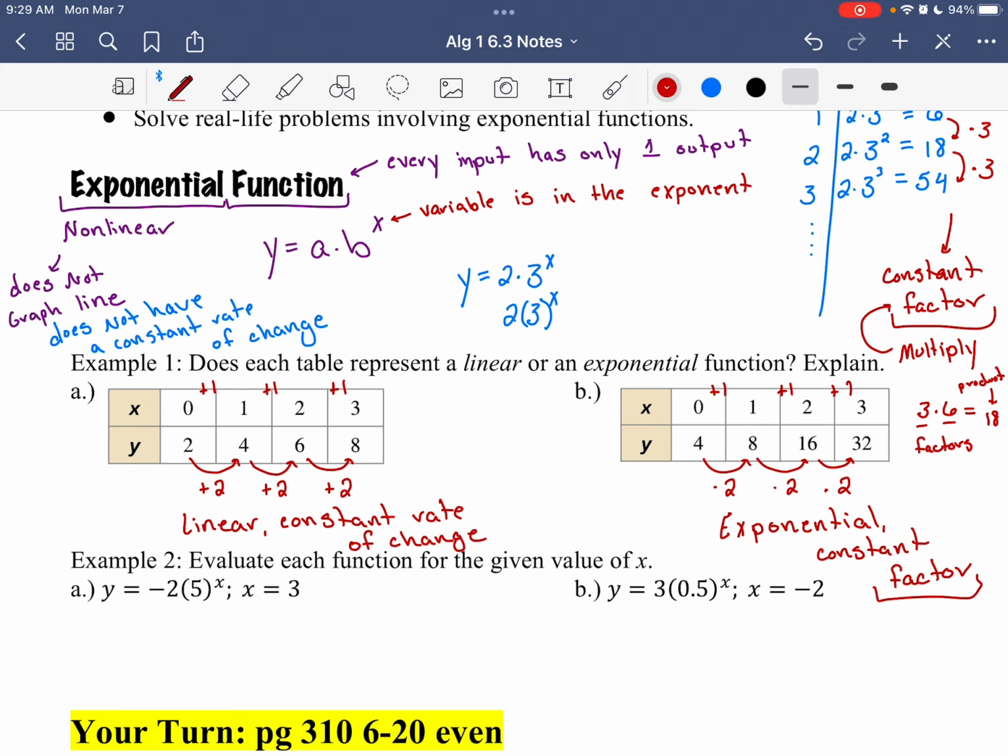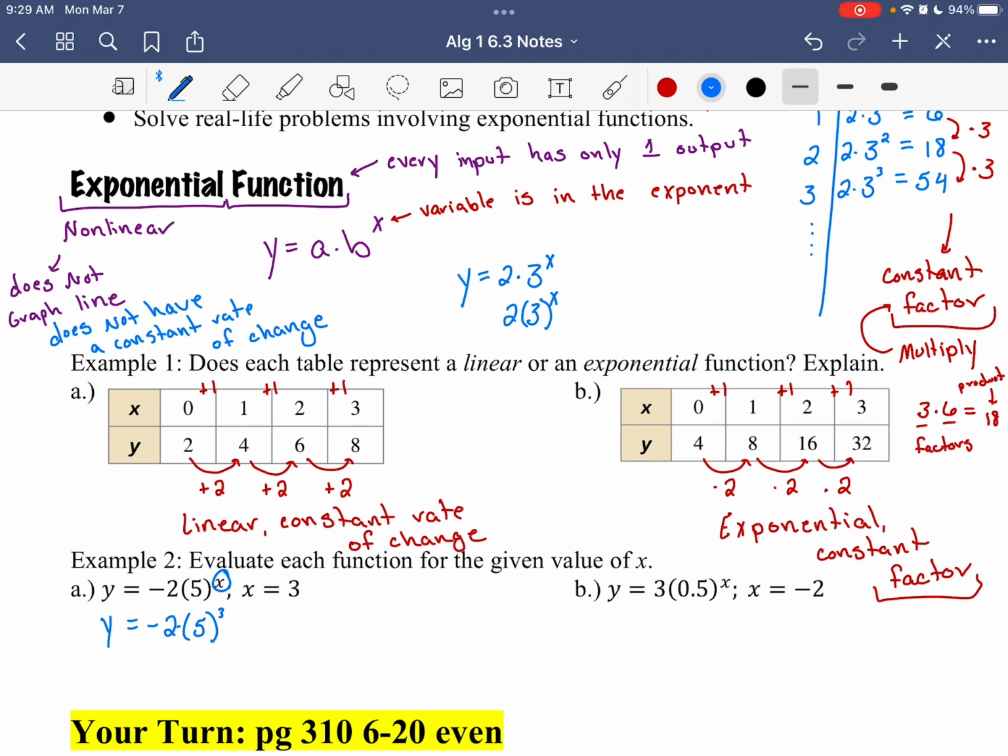Okay. Now, last part for this video, example 2, we're going to evaluate each function for the given value of x. So this tells me that here is my function, negative 2 times 5 to the x, and I want to put in x equals 3. So the first thing I'm going to do is replace my x here with a 3. So y equals negative 2 times 5 to the third.